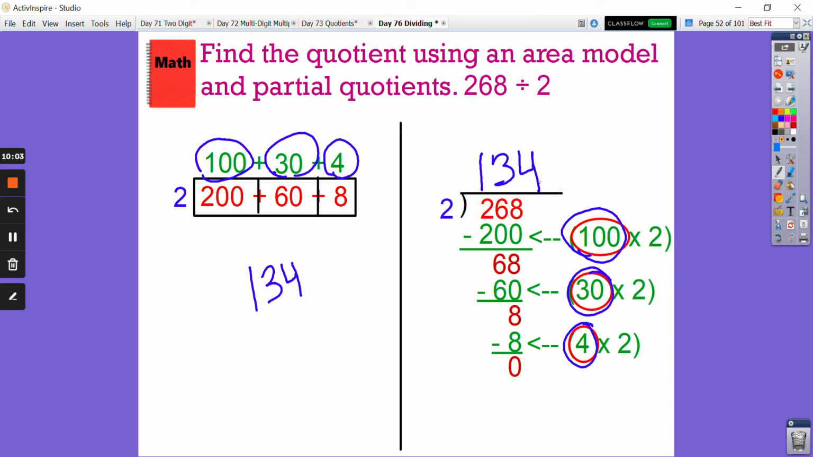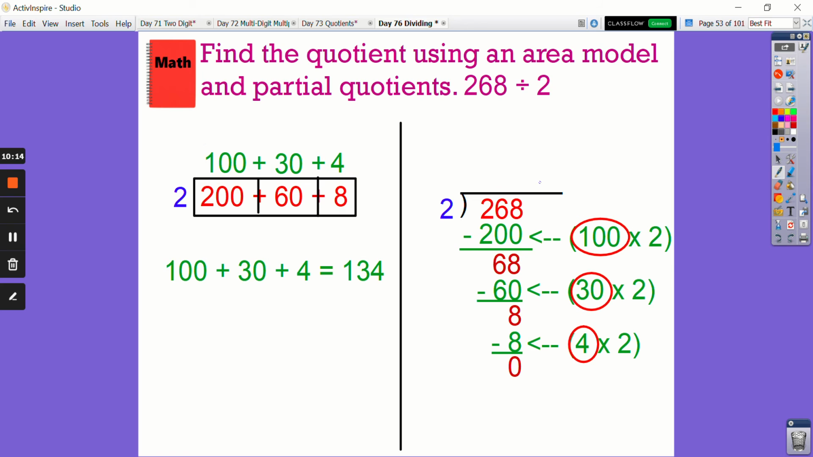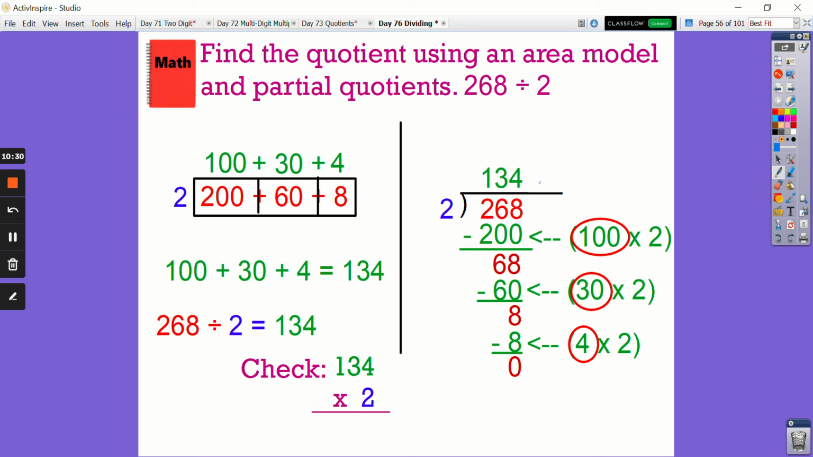134. So I want you to see the relationship between the area model, where we're working backwards a little bit, and the partial quotients. So 268 divided by 2 is 134. These are the area model and the partial quotients. Eventually, we will get to standard algorithm, but this is where we're starting.